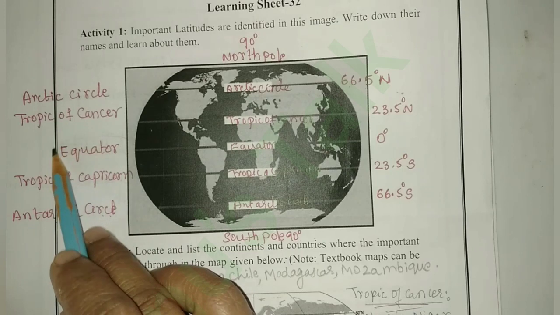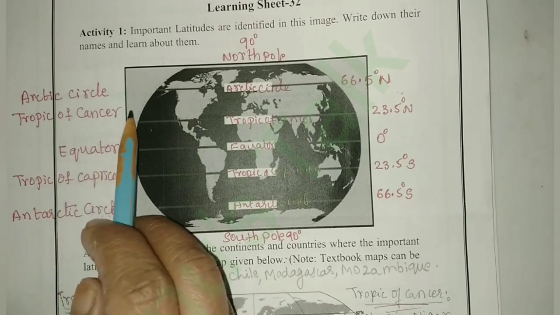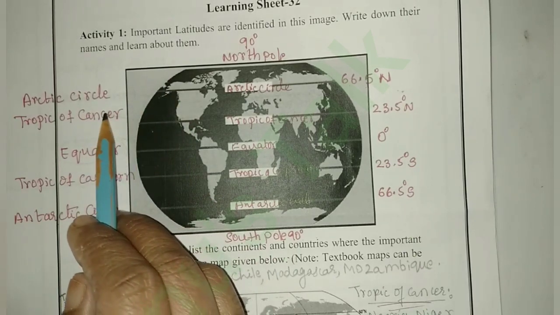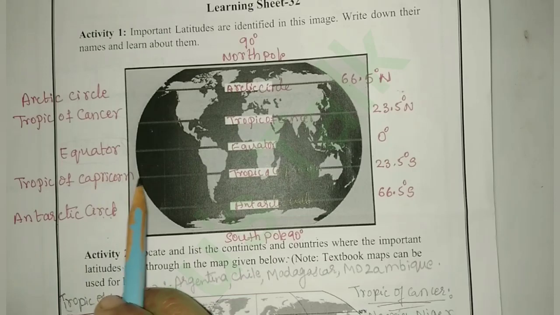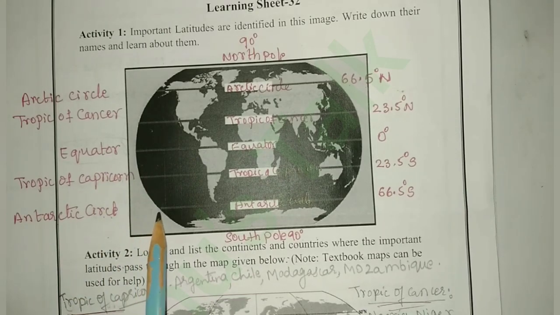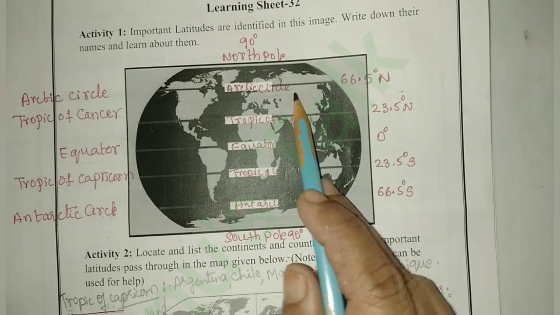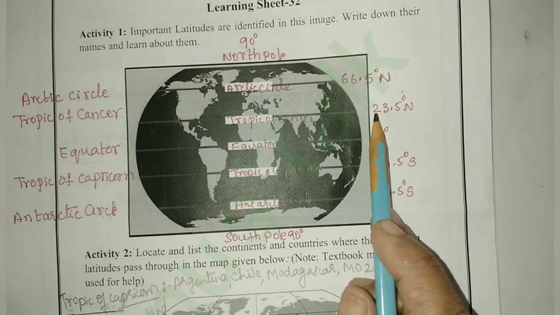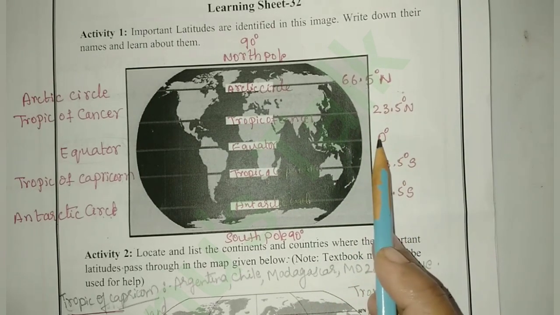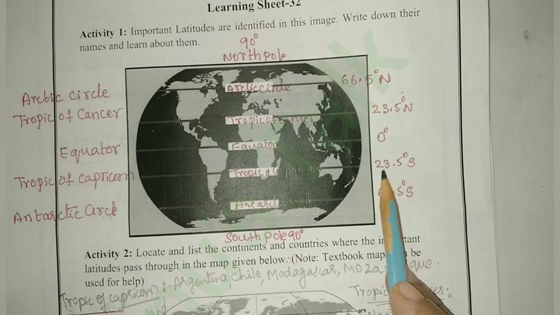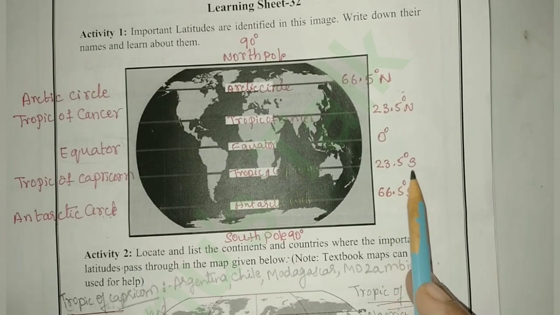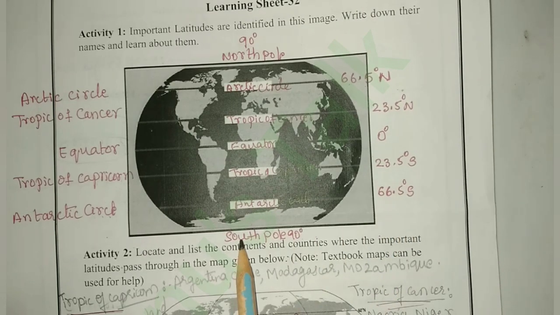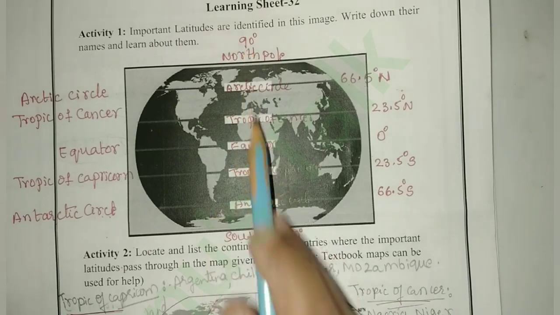So already I said about the equator, right? So other major latitudes are this line, Arctic Circle, and this is Tropic of Cancer, Equator, Tropic of Capricorn and Antarctic Circle. This Arctic Circle 66.5 degree north and Tropic of Cancer 23.5 degree north, Equator 0 degree, Tropic of Capricorn 23.5 degree south, Antarctic Circle 66.5 degree south, and this is the South Pole and North Pole 90 degree.